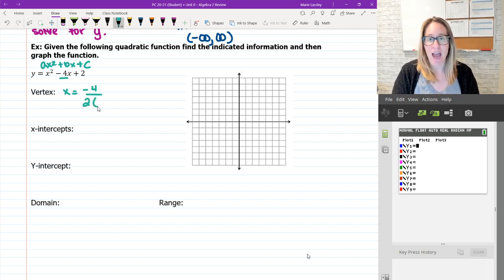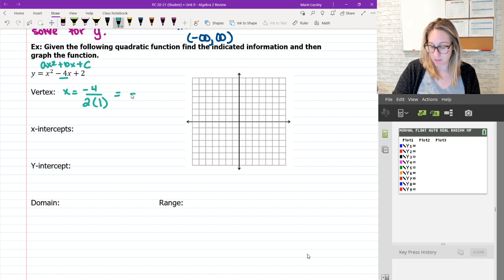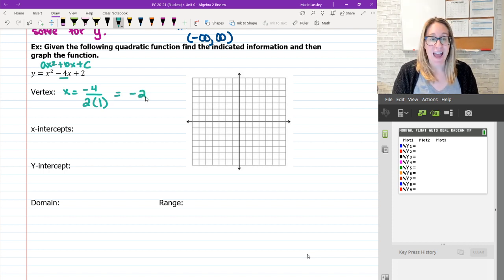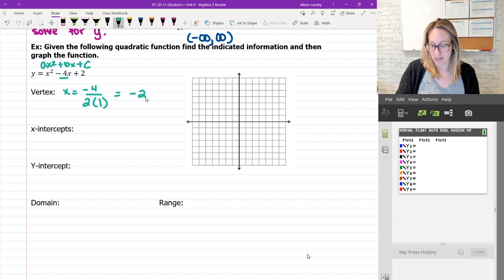Now we just have an x squared. So if you don't have a number, that means that your leading coefficient, the number that's in front of that, is a 1. So a is 1 for this problem. Simplify, -4 over 2, that simplifies to -2. So the x value for our vertex is -2. Now we need to find the y value. So in order to do that, we're just going to take that value we got for x, plug it into our equation, and that's going to give us a y value.